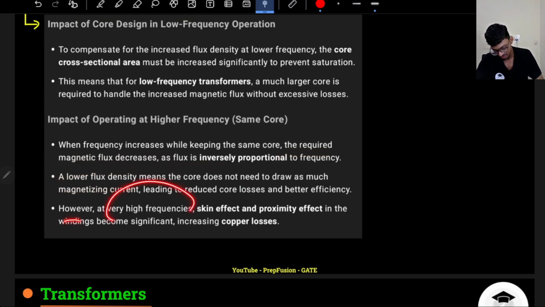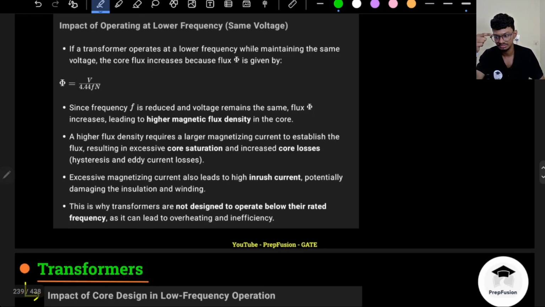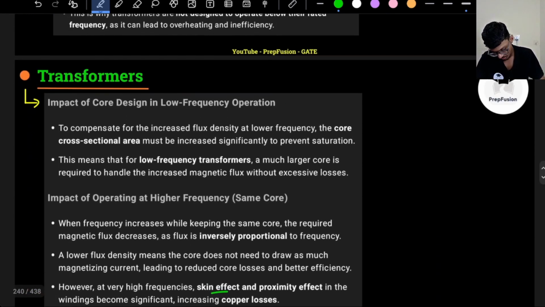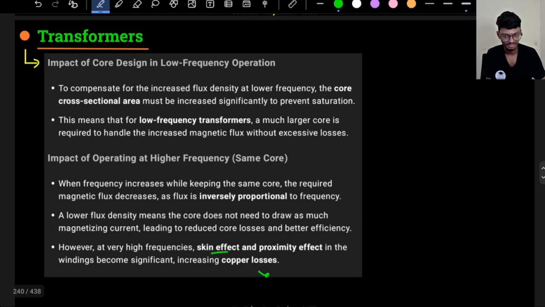However, at high frequencies, skin effect and proximity effect in the windings become very significant. So we will discuss skin effect later on as well. Okay, so these actually increase the copper loss, because more current is flowing through the interturn capacitance, so less is flowing through the windings. That was for the magnetizing current, but this kind of losses are also there. It's not like you will always be able to use it at high frequency.